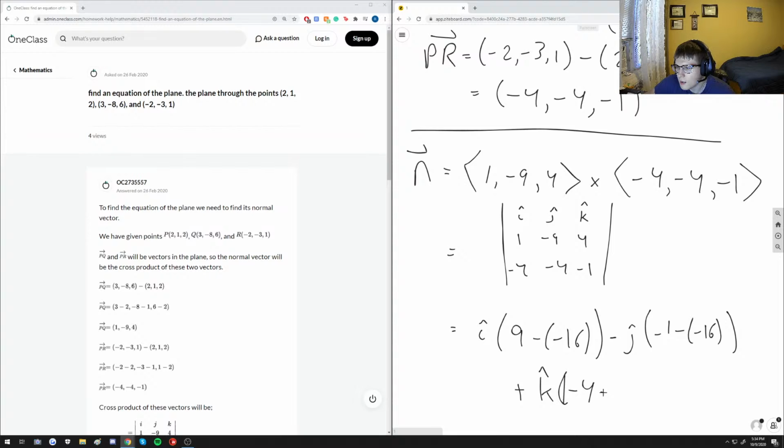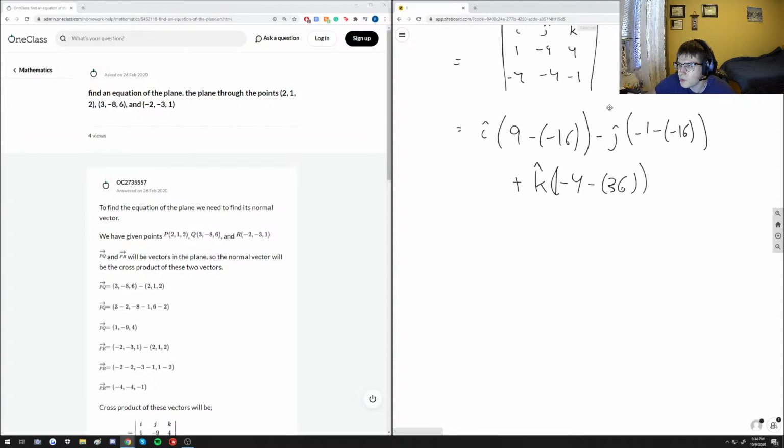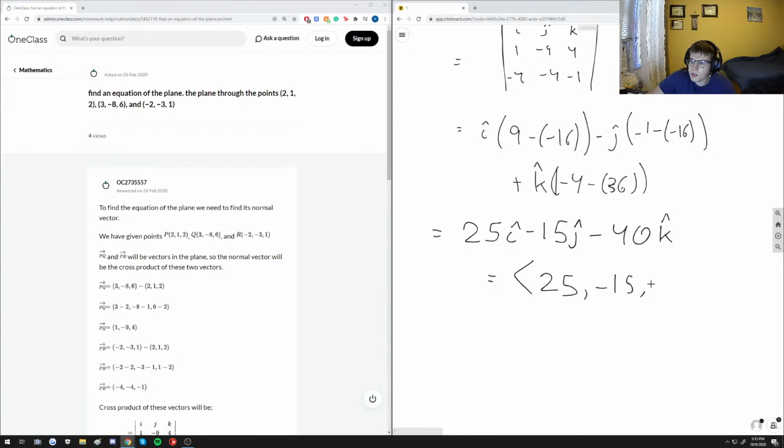4 minus 36. And then we can write this out as 25 i hat minus 15 j hat minus 40 k hat. So this is our normal vector right here, and we could also write this the following way, where i, j, and k correspond to the x, y, and z direction.